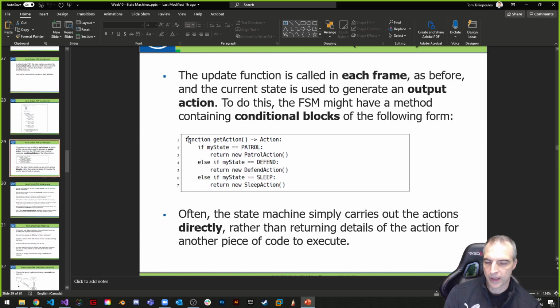And so here we have a get action, where we could have an action block which allows us to say if my state is equal to patrol, then return a new patrol action. If my state is defend, then return a new defend action. And if my state is sleep, then return some kind of sleep action. So this could be the get action from each of the states.